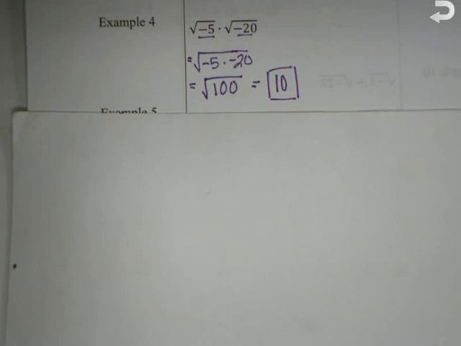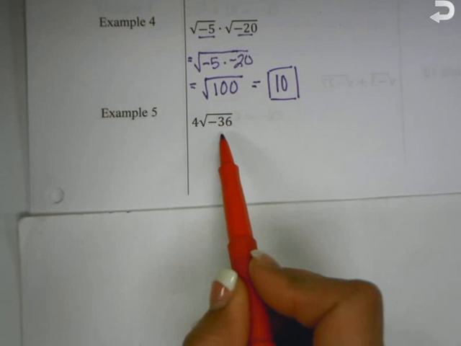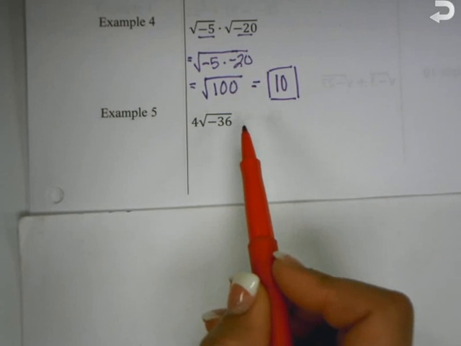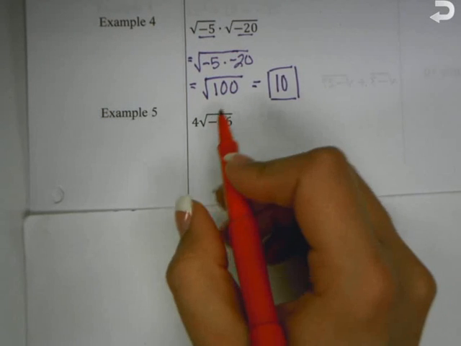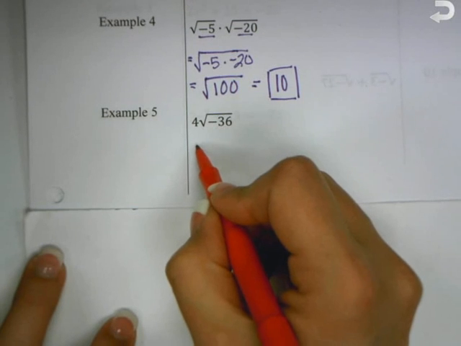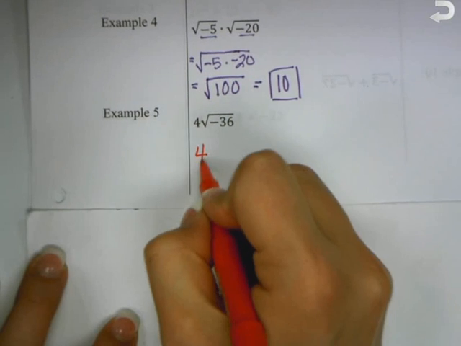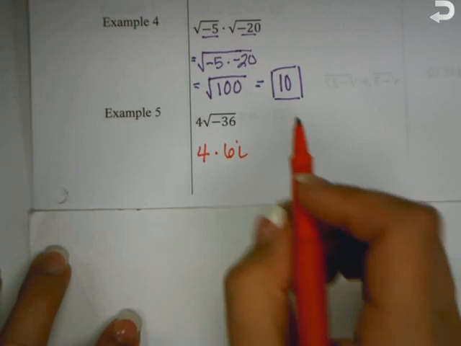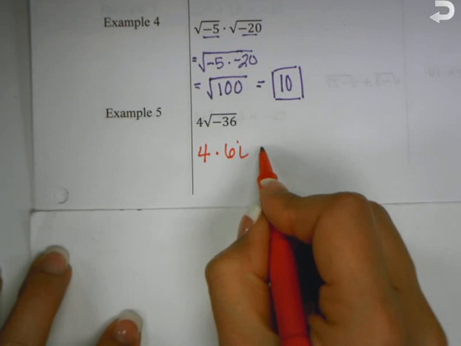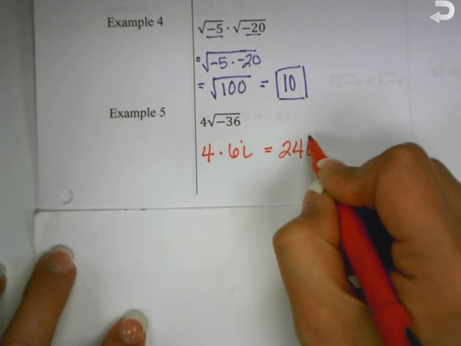All right, example 5. Okay, so for 4 times the square root of -36. Can we take the square root of -36 now? Yes. Yeah, what is it? 6 what? 6I, good. So we would have 4 times 6I. Okay, can we multiply the 4 times 6? Yes. Sure we can. What's 4 times 6? 24I. So that's my answer.